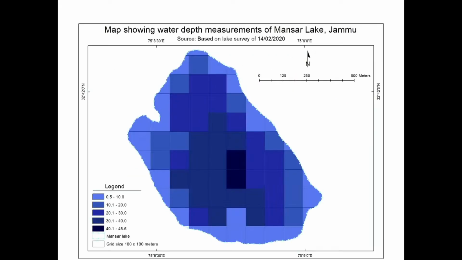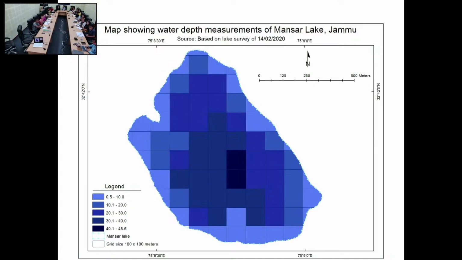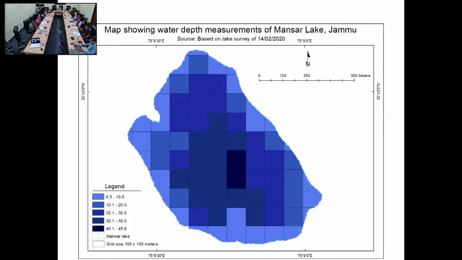So, the last slide: I did one study in Jammu. A famous wetland is there, a Ramsar site. One is Surinsar and the other is Mansar Lake. The lake is small, and we prepared a 100 meter grid using GIS, and we uploaded this grid file in GPS.